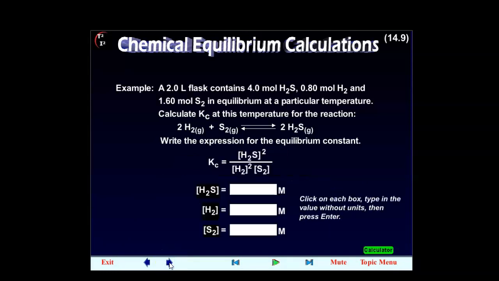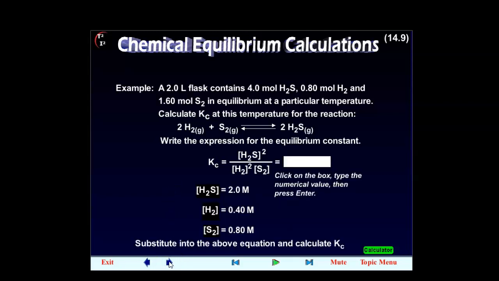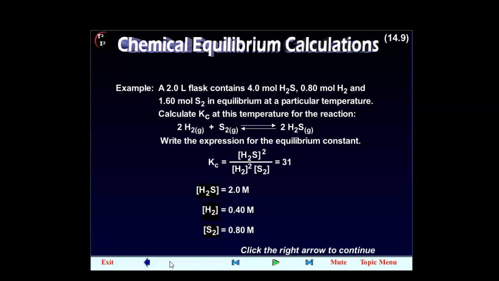You get something like that, and then you look for your molarity. You are given 2 liters of flask, 4 moles of H2S, 0.8 moles of hydrogen, and 1.6 moles of S2. You get your molarity. Remember, molarity is moles over volume in liters. And that will give you that solution. When you plug in these values in there, you will get 31.